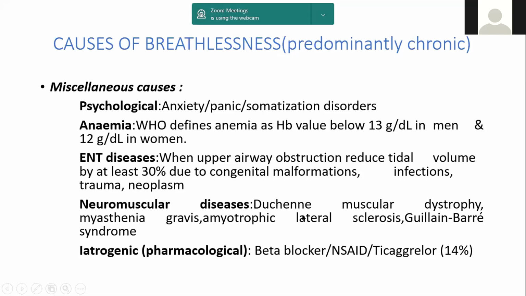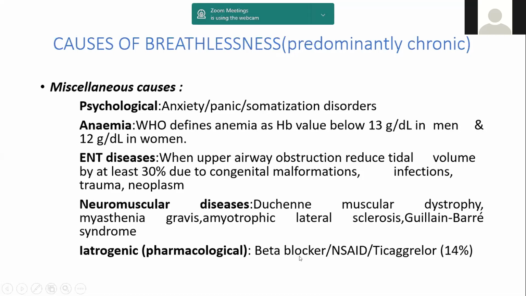The neuromuscular disorders, the various neuromuscular diseases like Duchenne's muscular dystrophy, myasthenia, amyotrophic lateral sclerosis, Guillain-Barré syndrome. We must be very familiar with Guillain-Barré syndrome, where there is ascending paralysis, and many a time the patient needs ventilatory support to save them from respiratory failure. And we must not forget about the iatrogenic causes.